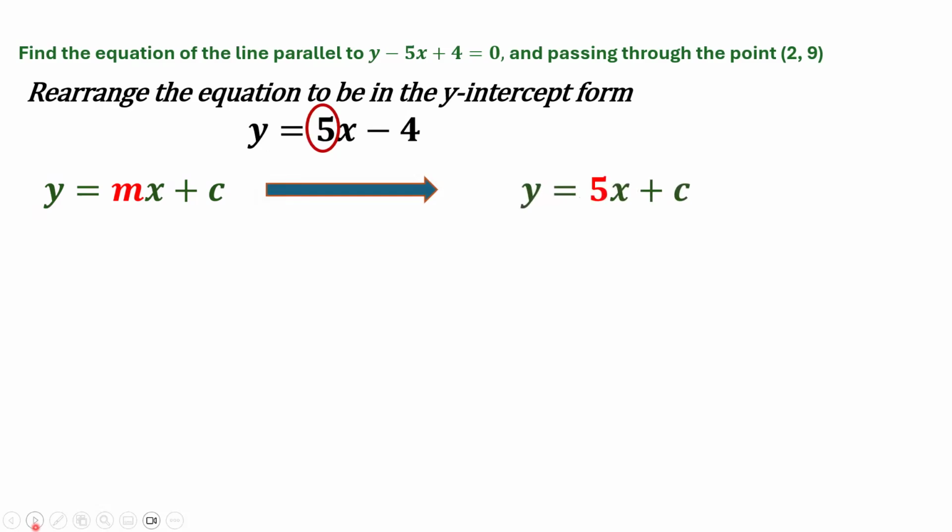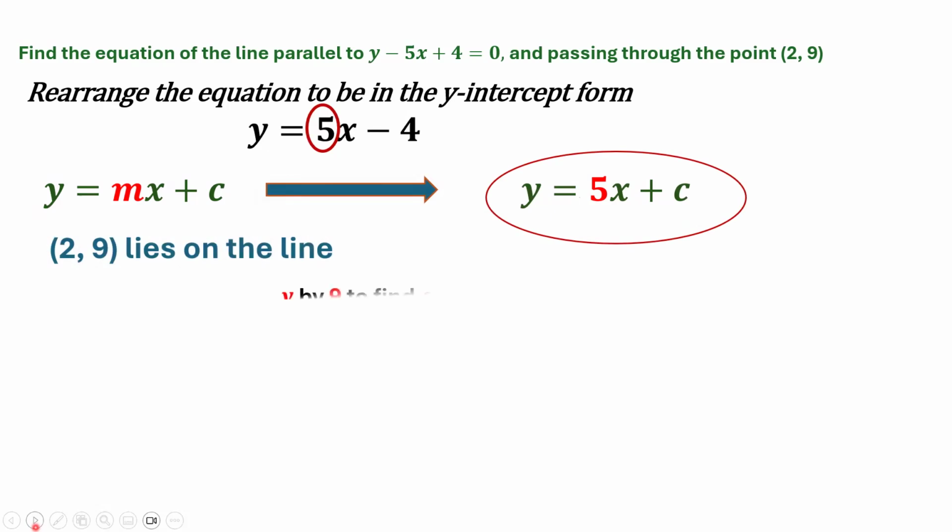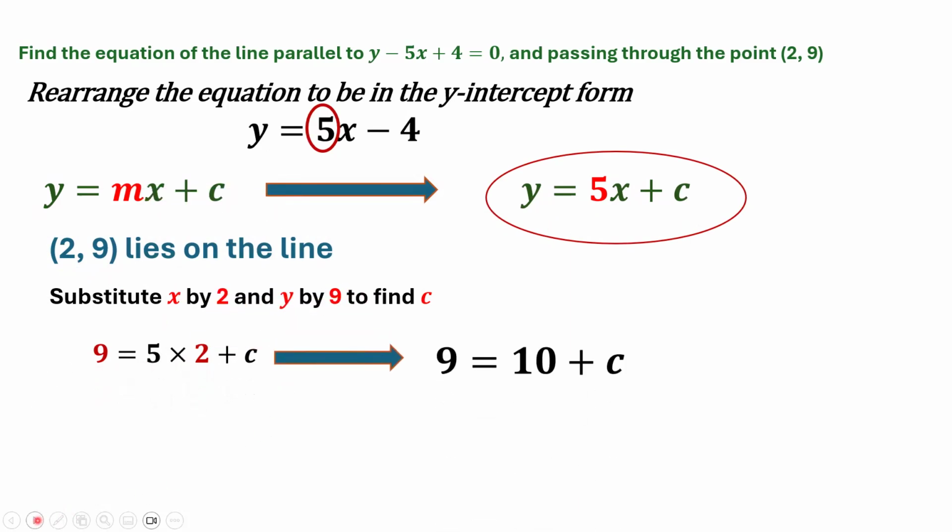Then to get the c, I will substitute the point (2, 9), which is on my targeted line. Replace 2 and 9 in this equation. So 9, which is the y, equals 5 multiplied by 2, the x coordinate, and the y coordinate of the point (2, 9) is 9, plus c. And then you solve the equation, 9 equals 10 plus c. Move the 10 to the left-hand side, so c will equal negative 1.